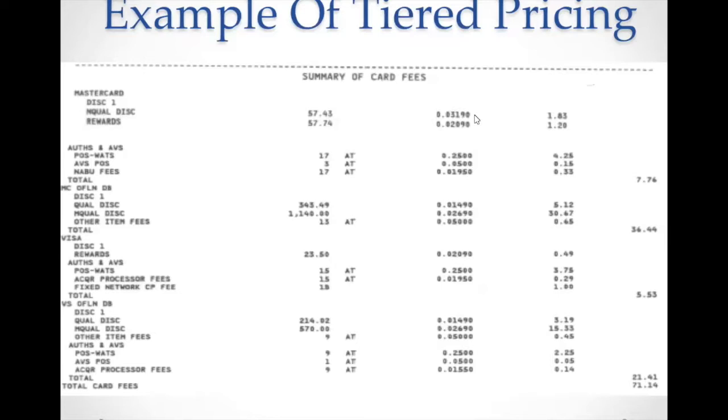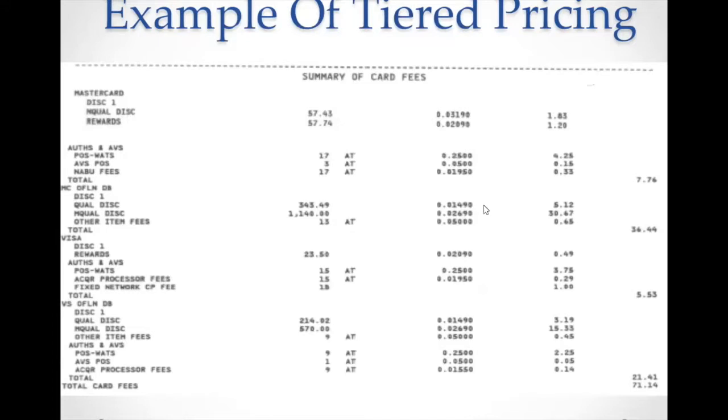So when we get a statement, it's important to be able to know how to look at that and say, okay, you're on tiered pricing. Right now you pay different rates depending on the tier. The way that tier works is whether the card is swiped or keyed is going to determine which one it qualifies as. Whether it's a rewards card or a basic credit card, there's a lot of different factors, but just know that you have a qualified, mid, and a non-qualified.